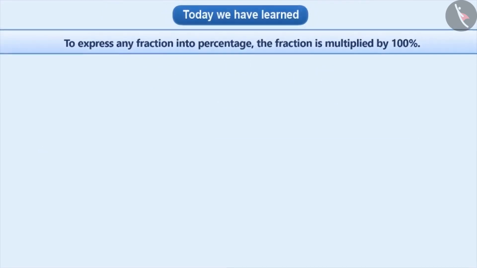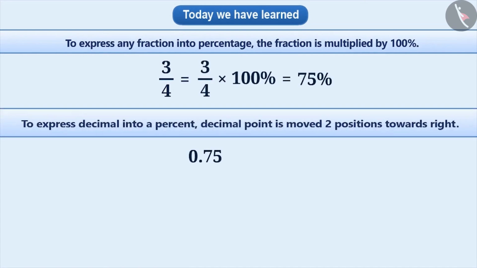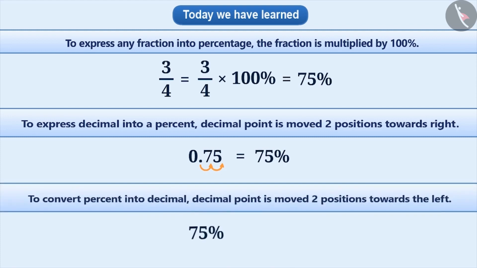Today, we have learned that to express any fraction as a percentage, the fraction is multiplied by 100%. To express a decimal as a percent, the decimal point is moved 2 positions towards the right, and on the contrary, to convert percent into decimal, the decimal point is moved 2 positions towards the left. In the next video, we will learn to find percent to number and ratio to percent.